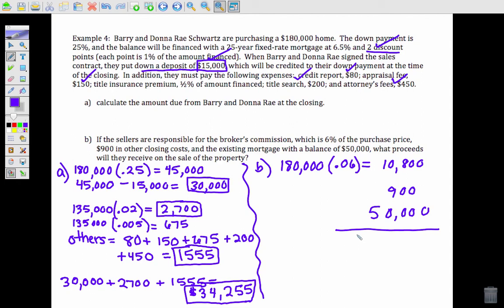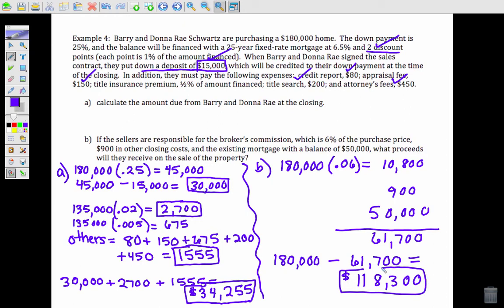Well, let's total all their expenses. If you add those all together, you are going to get $61,700. So the question is how much will they receive in proceeds? Well, if they sell the house for $180,000 and they still have $61,700 at the end to pay off, then the difference is how much they made on that property, $118,300. There you go. So those are the amounts that we're looking for. That is how you deal with a closing and all the fees.